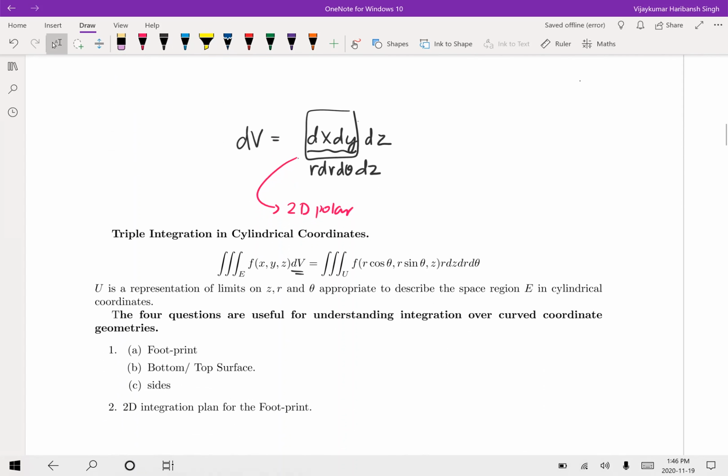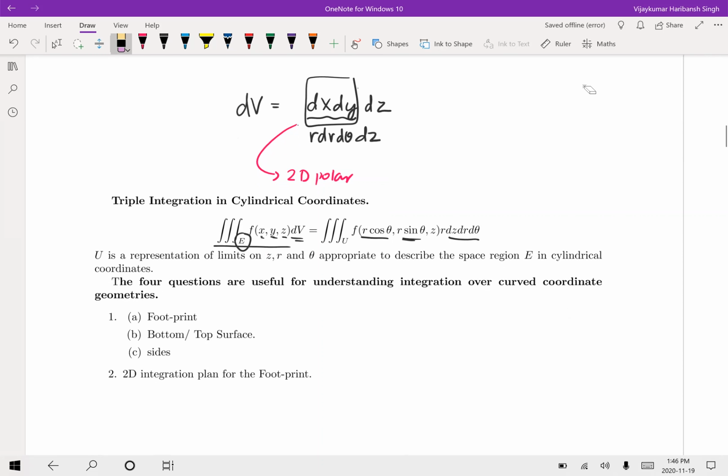So in cylindrical coordinates, the triple integral transforms to: instead of x, we have r cos theta. Instead of y, we have r sine theta. Instead of z, we have z. And then we have r dz dr d theta, in some order, depending on how you choose the limits. The limits on z, r and theta are appropriate to describe the region E over which you are integrating. They describe the same region, but the bounds will be different for r, theta, and z.